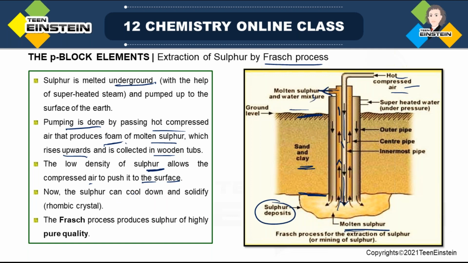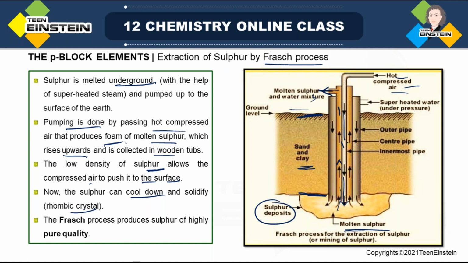Now the sulfur can be cooled down and solidified, and it will obviously be rhombic crystal, because that is the most thermodynamically stable form. Why is this process so important? This is actually an extraction process of sulfur. It is important because from this process, the quality of sulfur that we get is very high quality. So that is why this process is important.